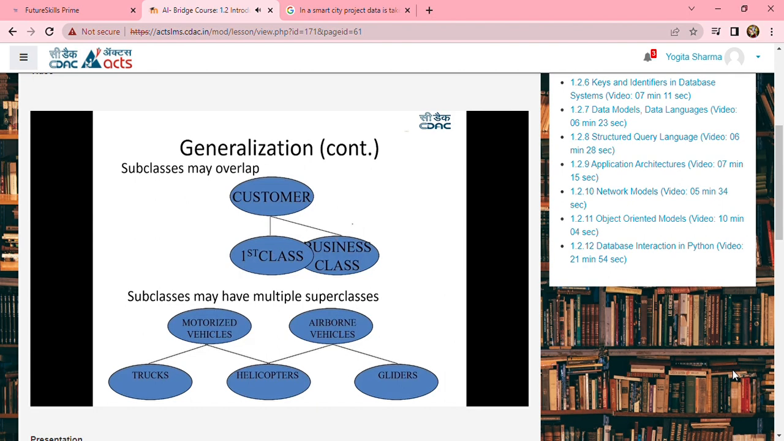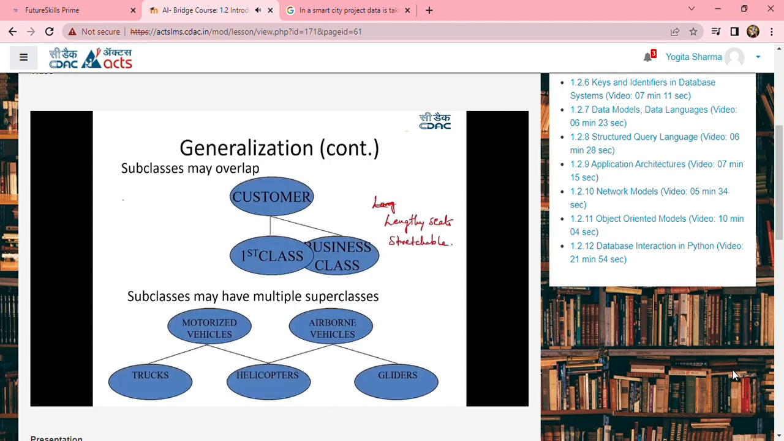So, if you just take the same thing, long, lengthy seats, right? Lengthy seats or stretchable seats, right? So this is the multi-superclass. Hence it is motorized vehicles, trucks, helicopters. Now airborne vehicles, helicopters and gliders. So like this, you'll be having multiple superclasses also. So this is called the generalization concept.